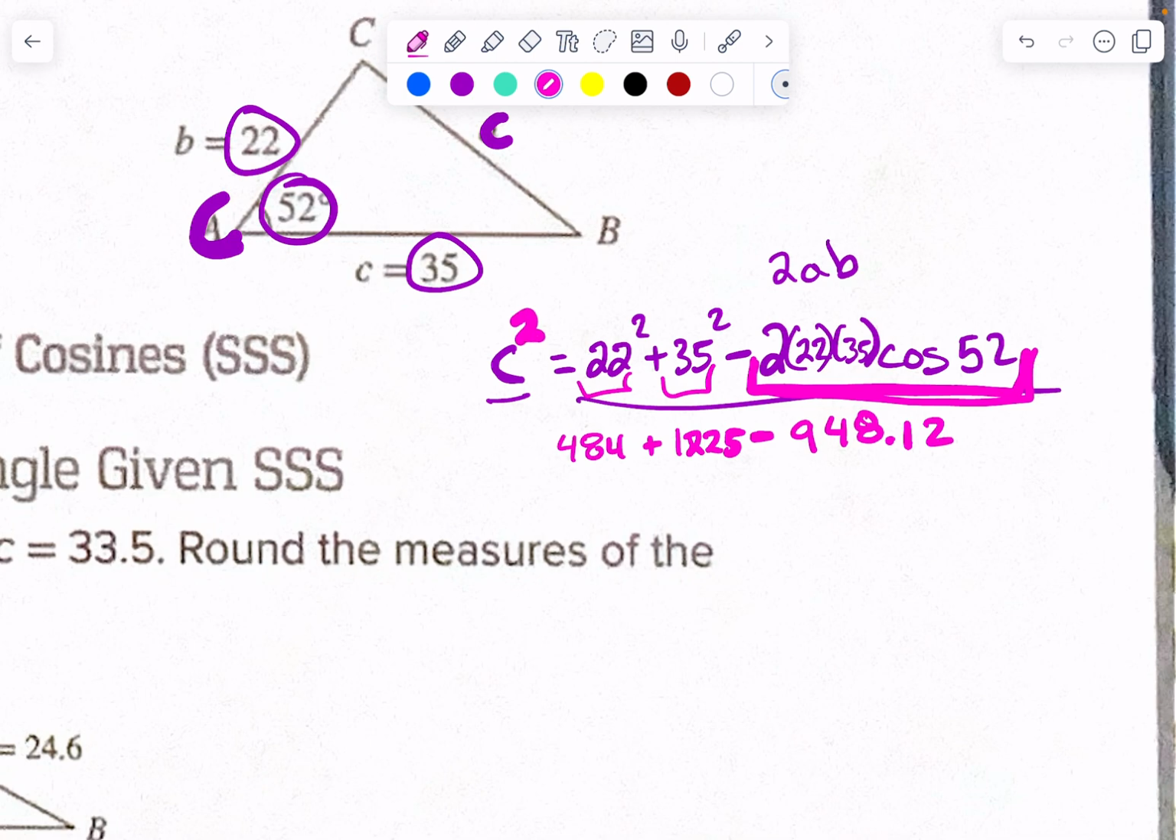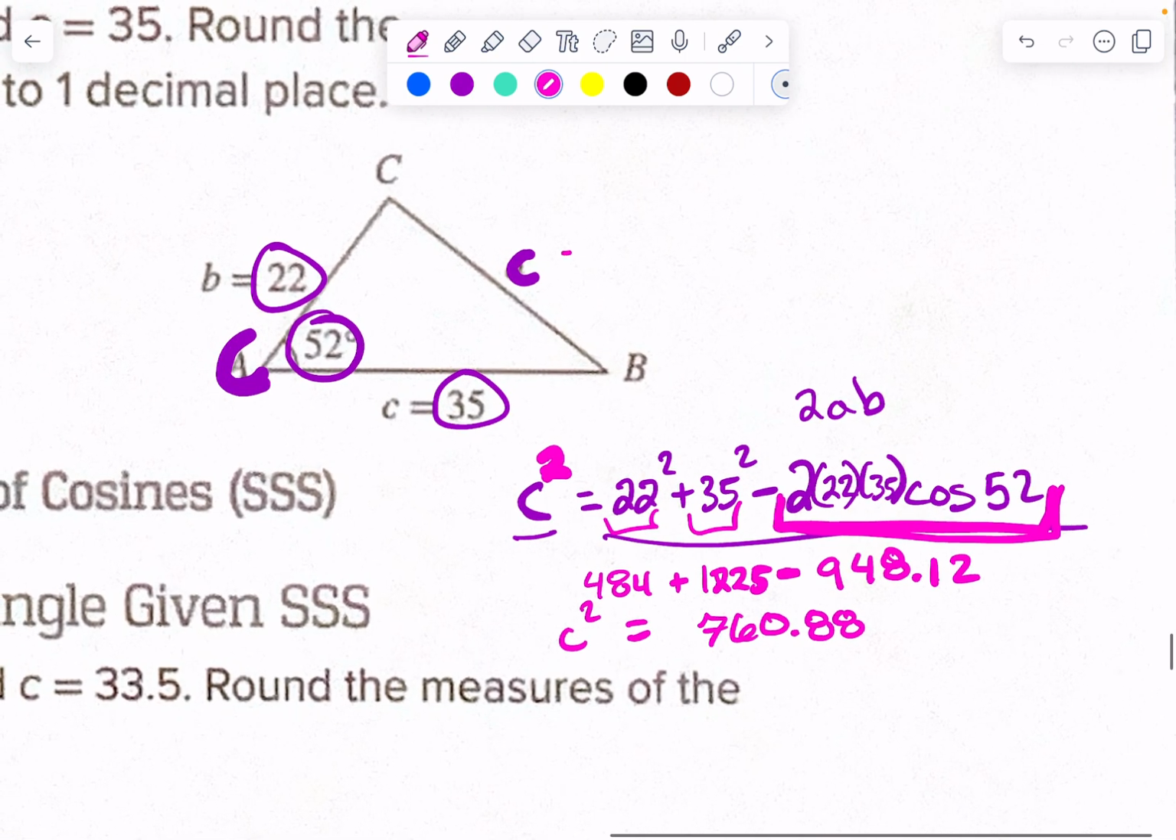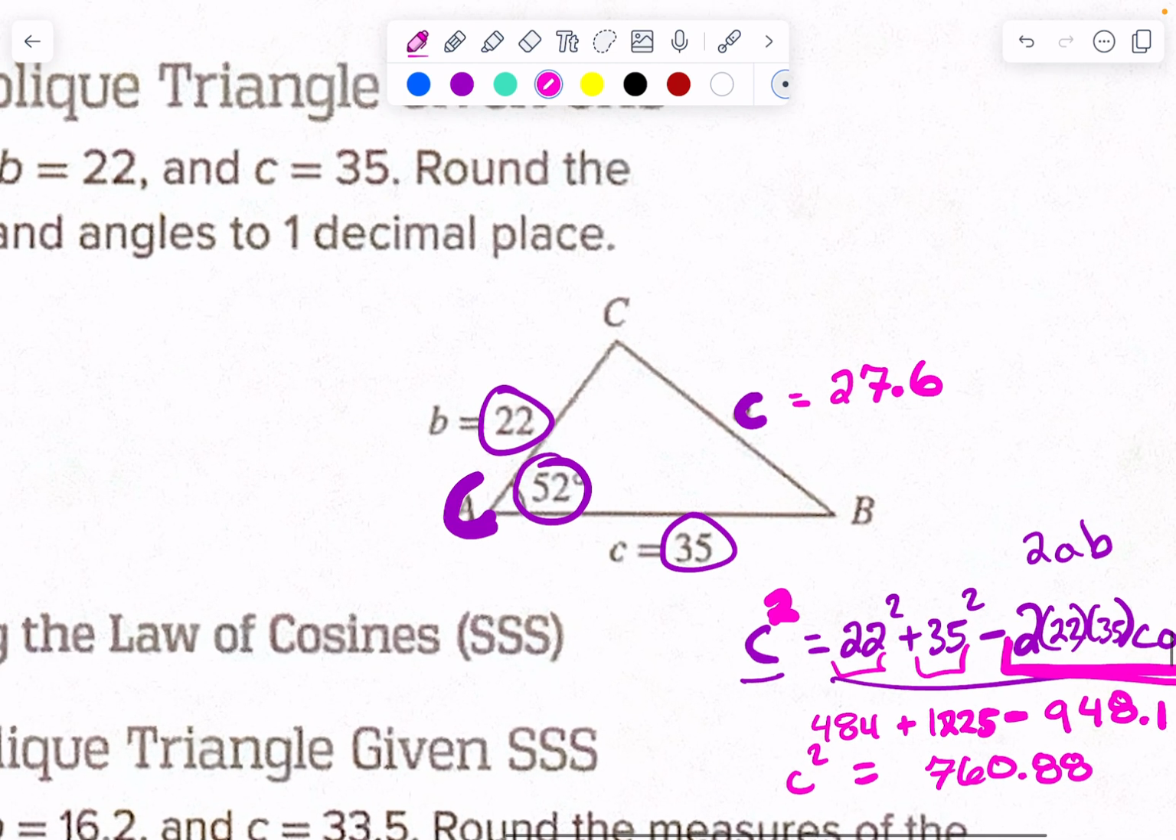Oh shoot, I forgot. This is c squared, by the way. Fix that. C squared, okay? So I'm going to add that to 484. No, wait a second. 484 plus 1225 minus the 948.12. And I get like 760.88. That's what c squared is. So I'm going to take the square root of that number. So c, this guy right here, is equal to 27.6. They say round to 1 decimal place.